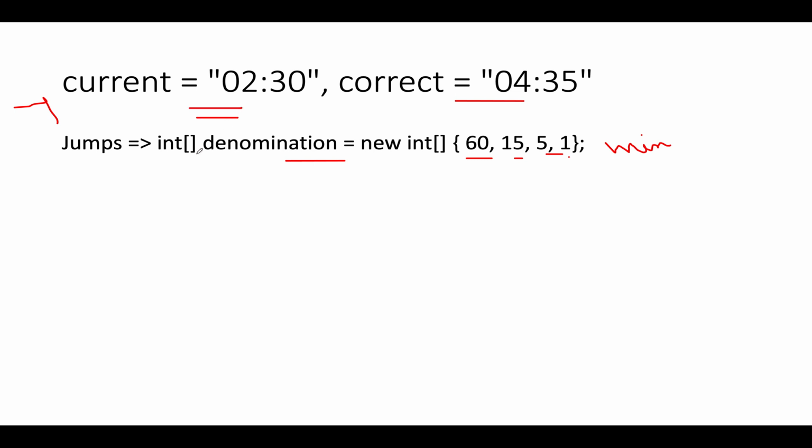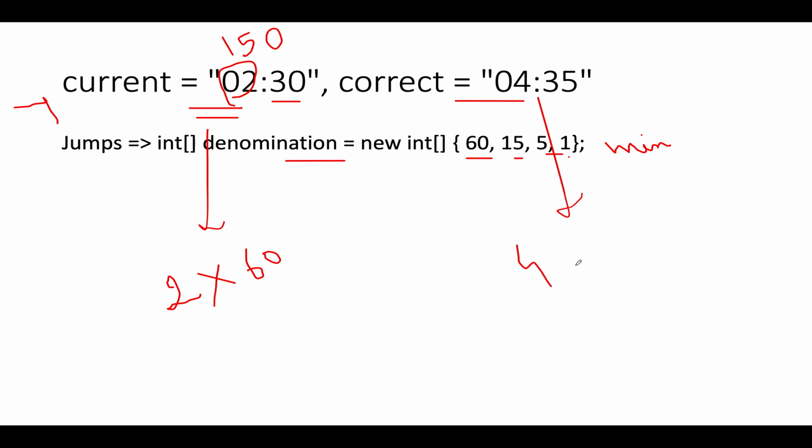How can I do that? I will simply parse this string. I'll extract the first element, which is 2, convert it into integer format, and multiply it with 60. I'll get 120. 120 plus 30 gives me 150, and the total minutes that the current time represents happens to be 150. So I'll create a helper method for it. Similarly, I'll cast the correct time into total minutes format. 4 into 60 gives you 240. 240 plus 35 gives you 275. So let's write it up.